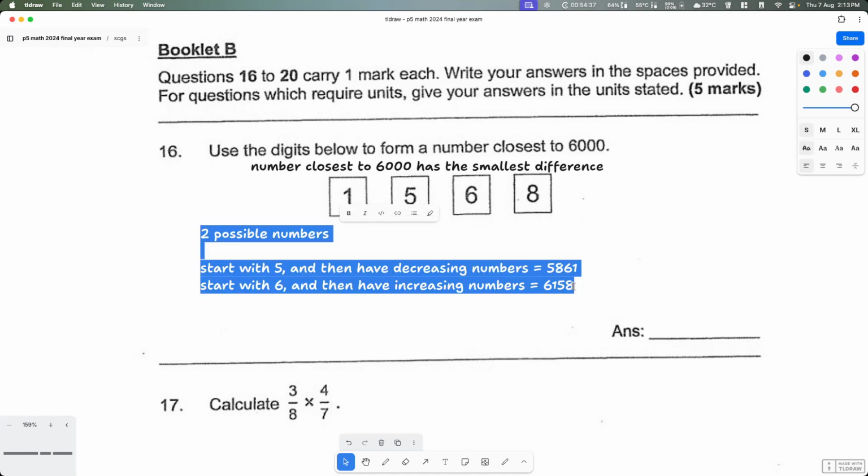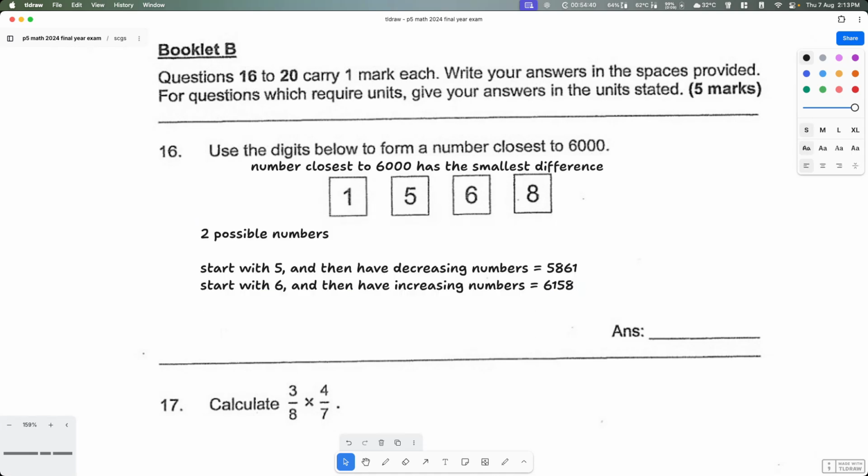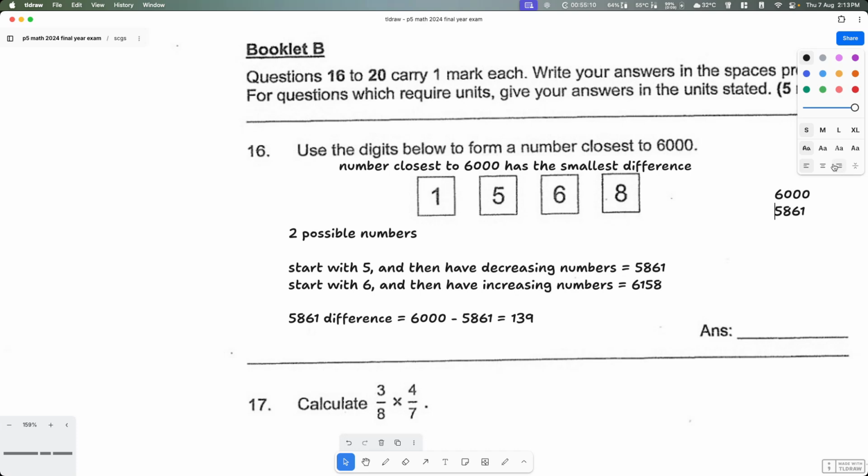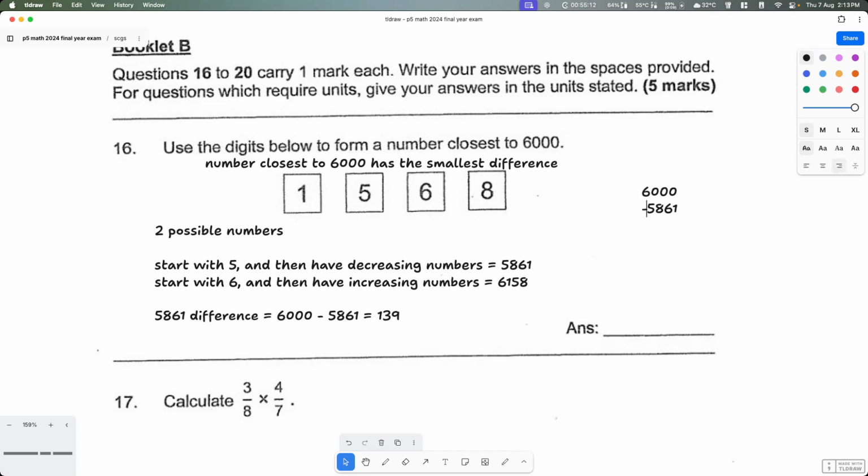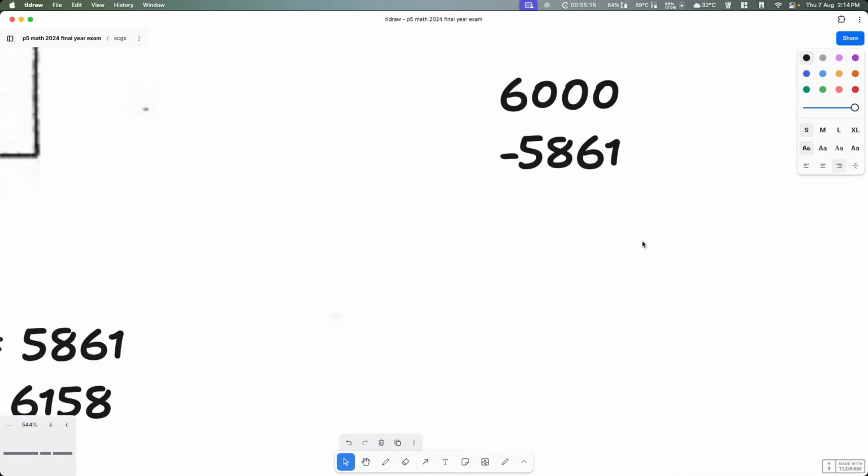Then we get the difference. The difference for 5861 is equal to 6,000 minus 5861, so this will be 139. If you were to do the workings, 6,000 minus 5861, and I'm going to put it like this. I'm going to zoom in.